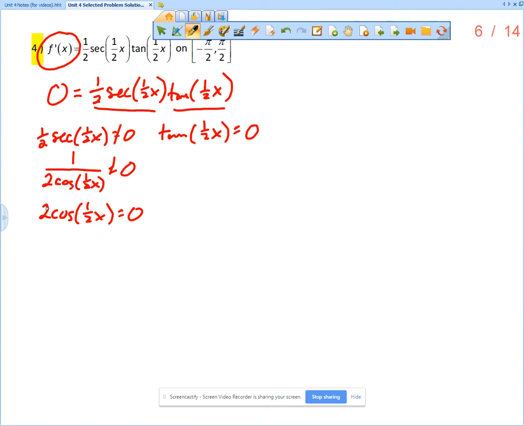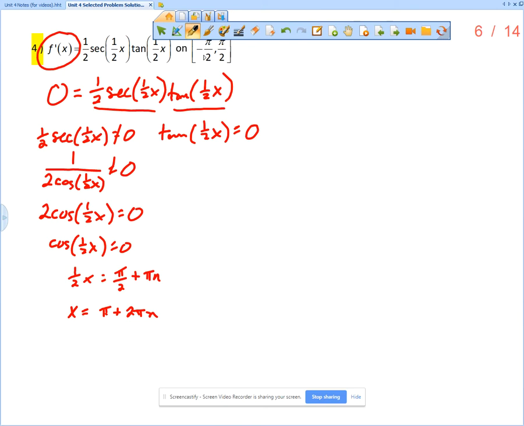So we want to divide by 2 and say, okay, cosine of 1/2 x equals 0. So when does cosine equal 0? Well, that occurs at pi over 2, 3 pi over 2, 5 pi over 2, and so on. So I would say pi over 2 plus pi n for any integer n. But that means that's 1/2 x. And so x would be this thing multiplied by 2. So it'd be pi plus 2 pi n. So that'd be pi, 3 pi, 5 pi, 7 pi, or pi, negative 3 pi, negative 5 pi, negative 7 pi.